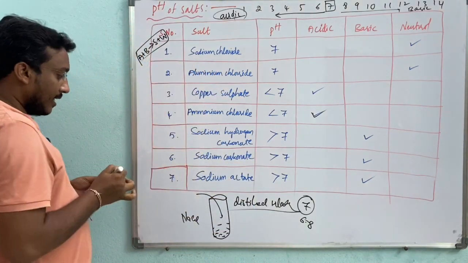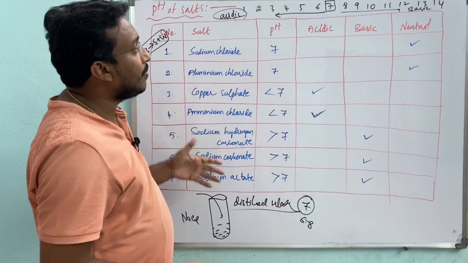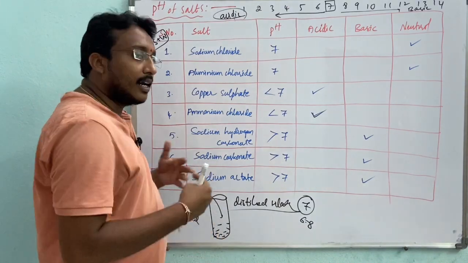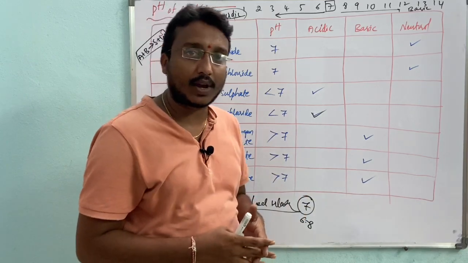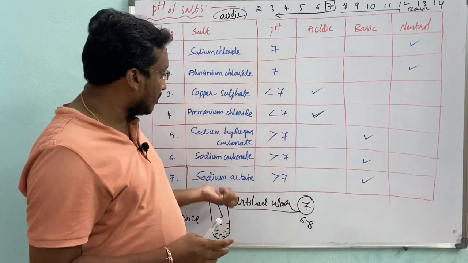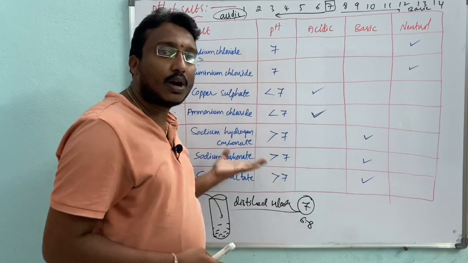In this way we can find the pH of salts. Then you can take some more examples of salts and test them. Okay, I will give 5 seconds to copy it.